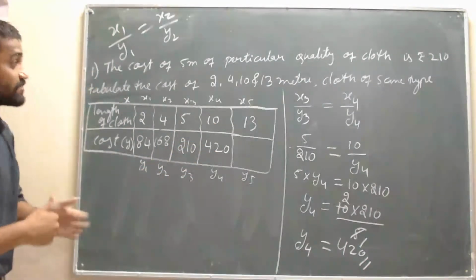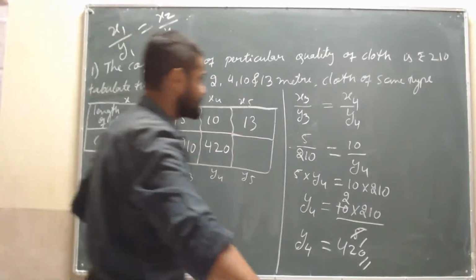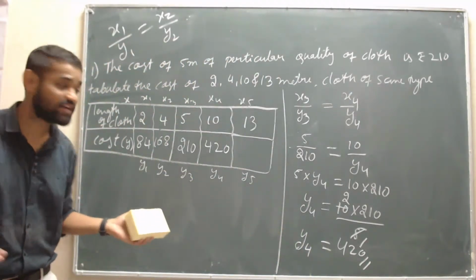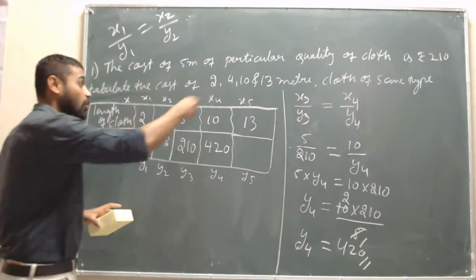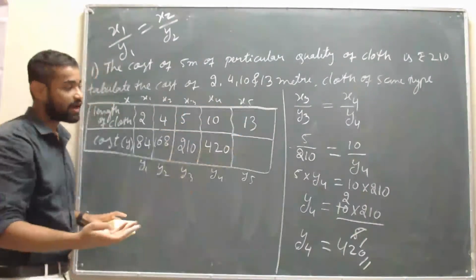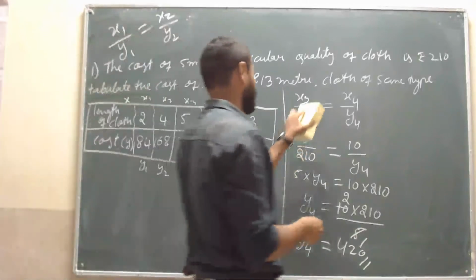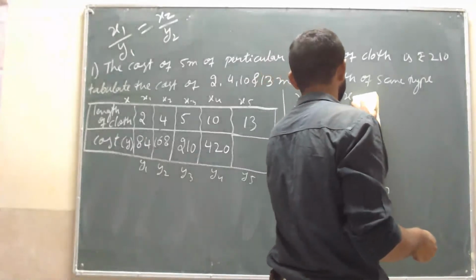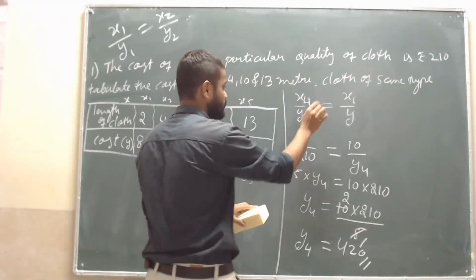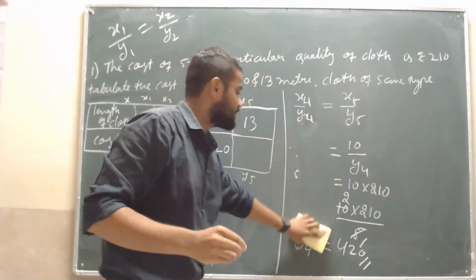And the last one we have is for 30 meters of cloth. That is also the same process. Here we have to consider the columns, whatever they may be. You can compare the first with the last, or the second with the last, or the third with this one. So I will compare x4 and x5, that is the fourth column and the fifth column. So the formula becomes x4 by y4 and x5 by y5. Now substitute the values.